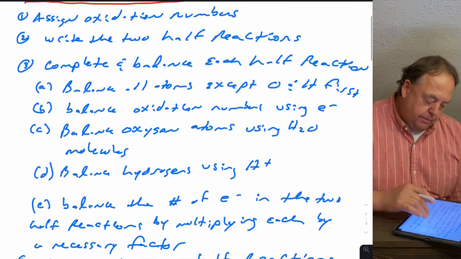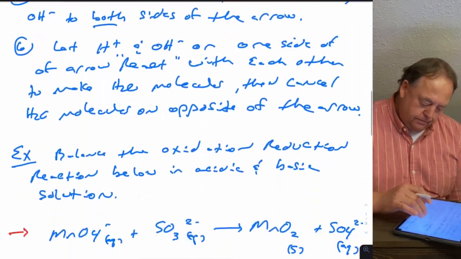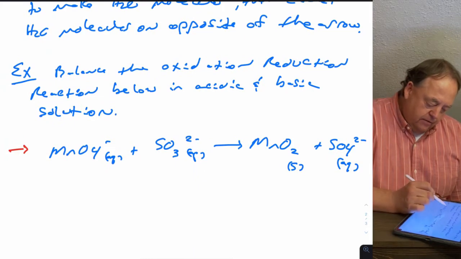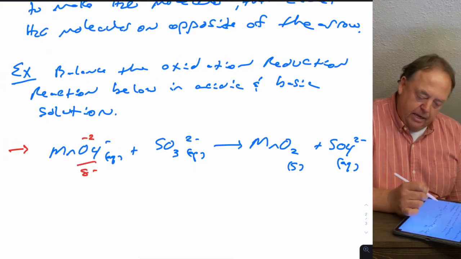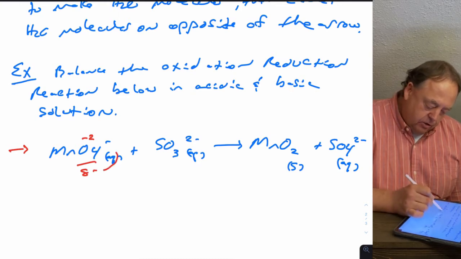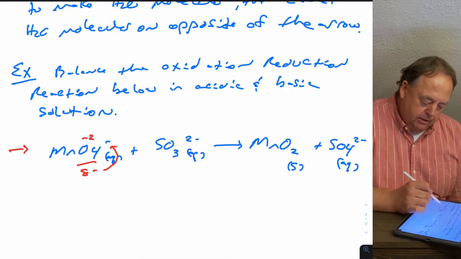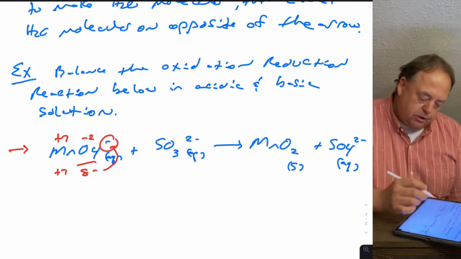Okay, so the first step is to assign oxidation numbers to everything. If you remember how to do this from Gen Chem 1, oxygen is -2, so that's 8 negatives. And whatever manganese is, it's got to sum to -1. So if there's 8 negatives, then manganese must be +7. So +7, 8 negative gives you a net -1 charge.